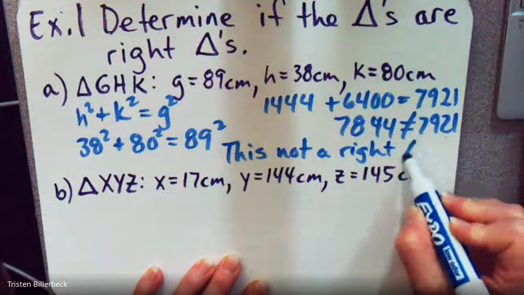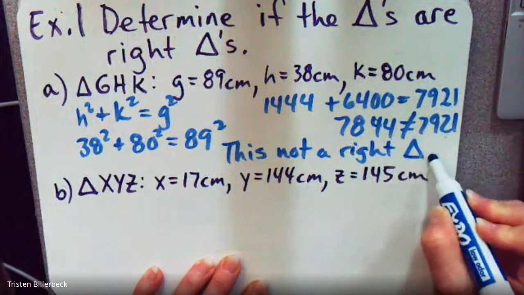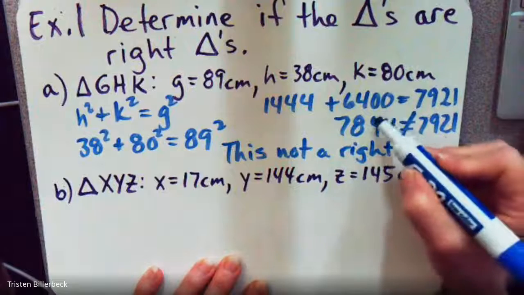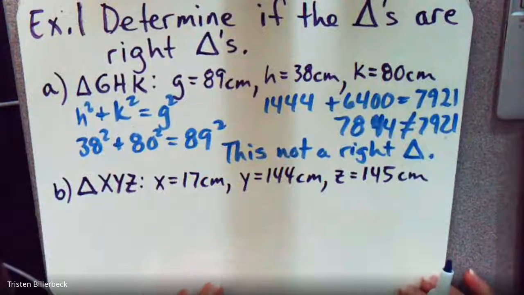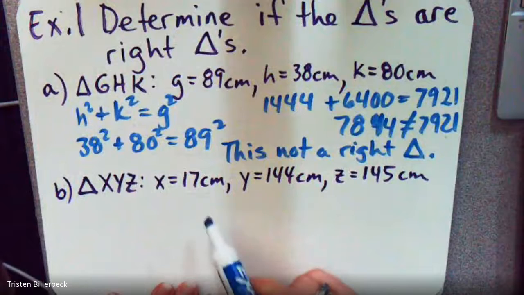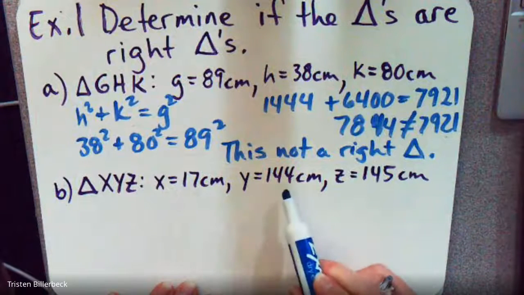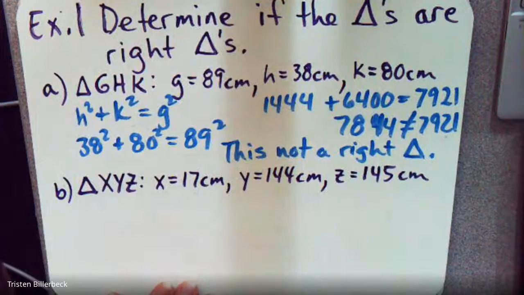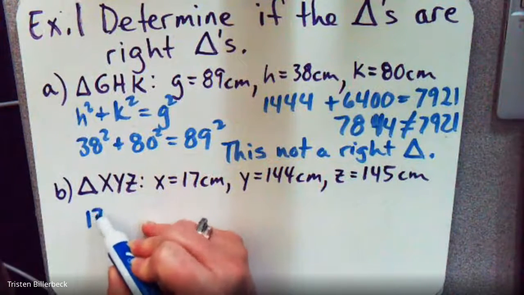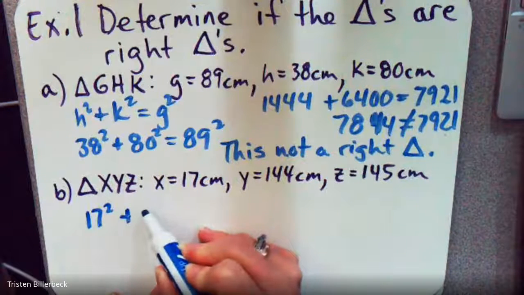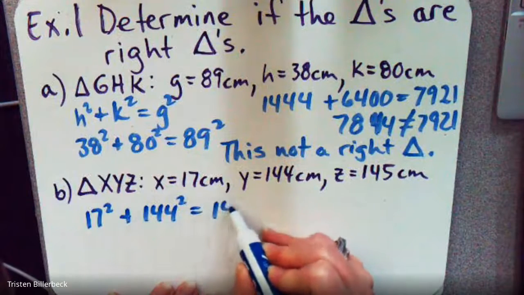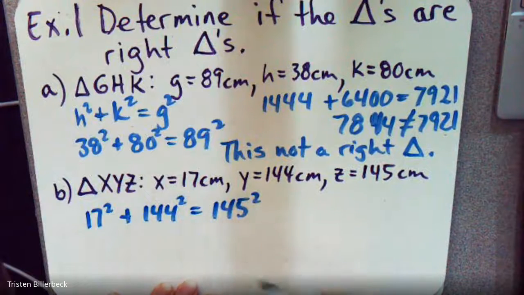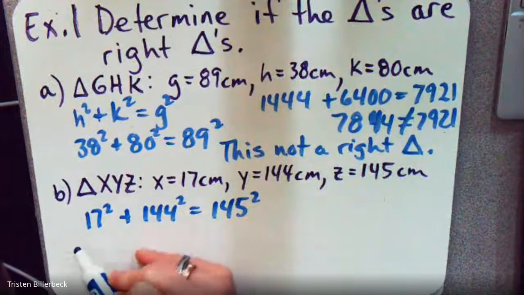And I'm using the triangle symbol for the word triangle. All right, so there we have it. So now let's try this one. So we have 17, 144, and 145. So that would mean that 17 squared plus 144 squared should equal 145 squared. Well, let's see. So this is 289.